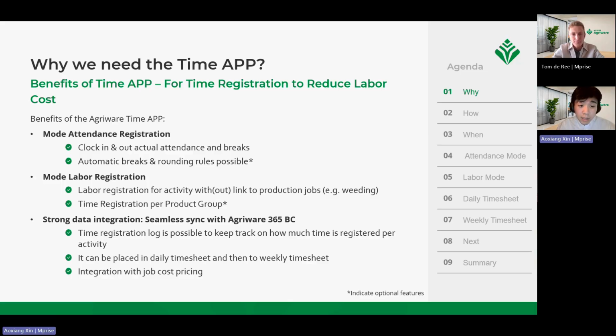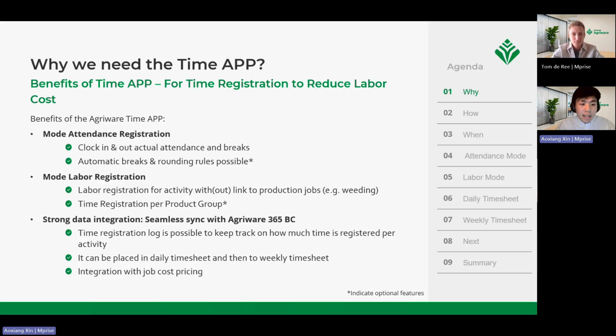The second mode is a highlight of our time registration function. It's called labor registration. Our labor registration can also register at activity level, for example, for weeding or for sowing, etc. It can be linked to a production job or not. A job definition has been explained just now by Tom. And in the second block, you can see another optional feature: we can also add something called product group. Product group is more like a label you can put on this activity for specific plants.